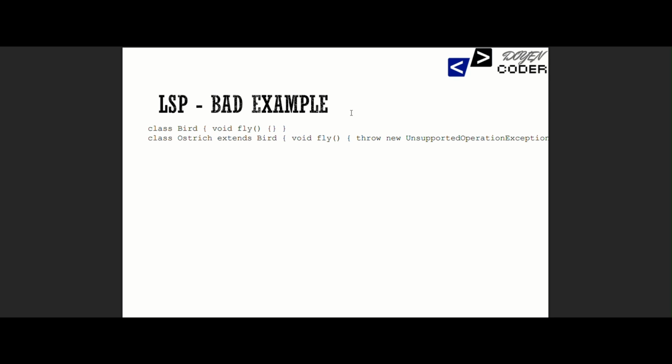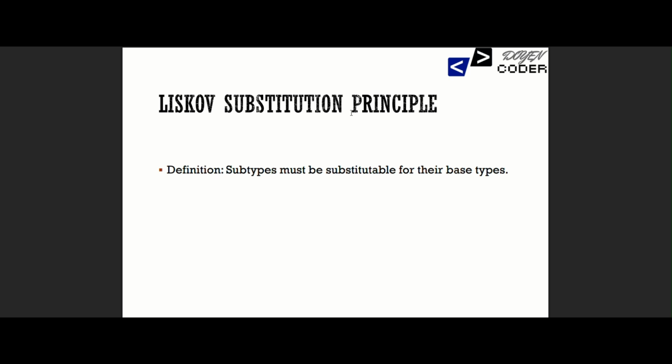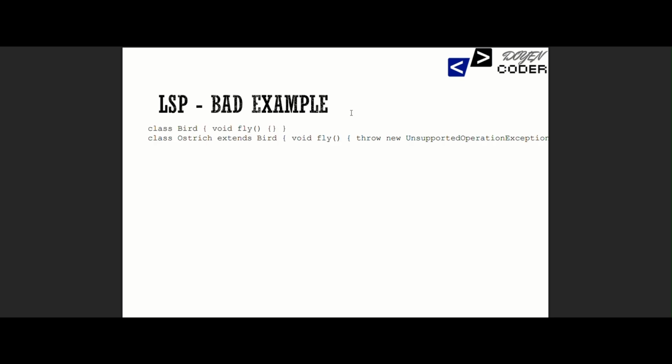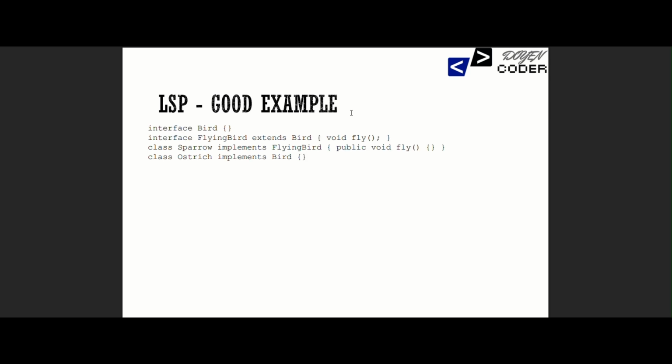As per the definition, subtypes must be substitutable for their base type. Here my subtype is not a substitute for my base class because it is throwing an exception. It is not a good practice for this principle, the LSP principle. For this, we can write it differently. I have to create an interface which gives me the type. If it is a Bird type, then it should implement that Bird type.